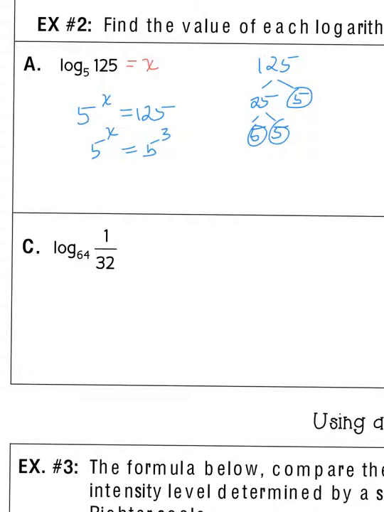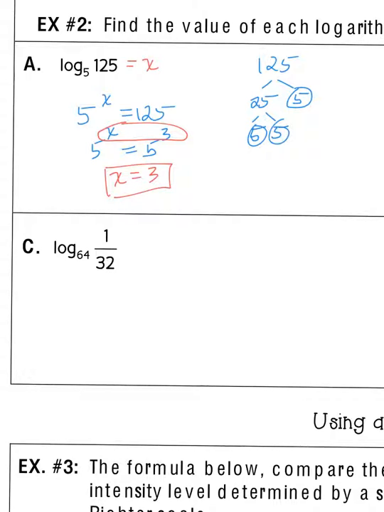Well, logic reasoning would state that if I have the same bases, but their exponents look different, and these are equivalent statements, it stands to reason that x has to be the same as 3 for those statements to be equal. So I can ignore the bases and just set those equal to each other. x equals 3. In this case, there's nothing to solve. So if x equals 3, then that means that the log base 5 of 125 is also equal to 3.